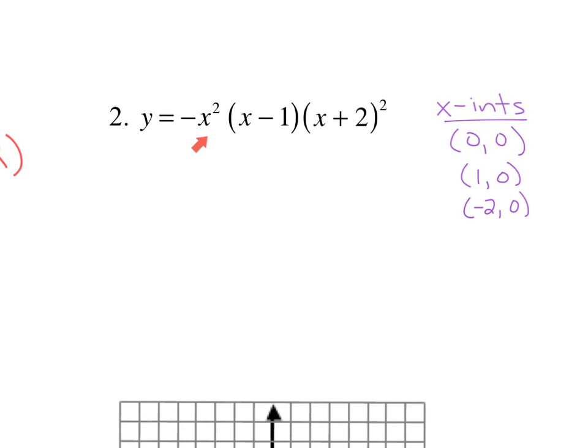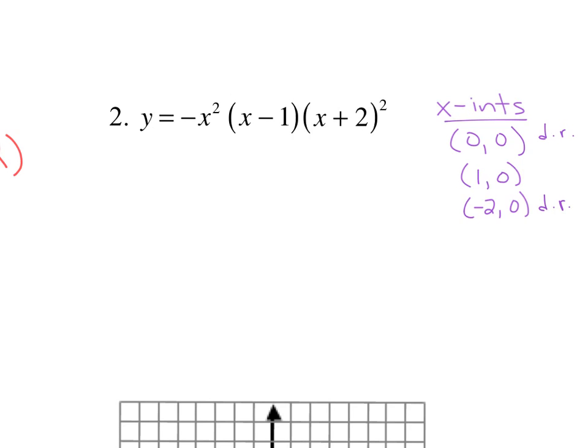Now this one does have some double roots. We have a double root right here because it says x squared, so I'm going to write dr for double root. The second one, x minus 1, is just to the first power, so that's not a double root. And then the third one is a double root because it's to the second power.